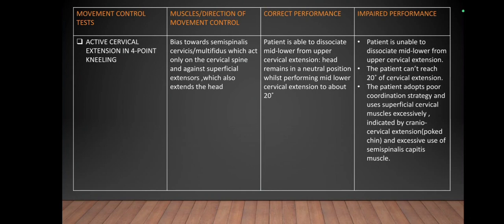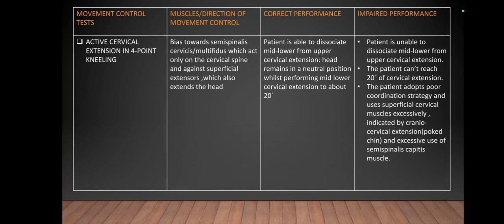Movement control test. Active cervical extension in 4-point kneeling. Muscle or direction of movement control: bias towards semispinalis cervicis or multifidus, which act only on the cervical spine, and against superficial extensors, which also extend the head. Correct performance. Patient is able to dissociate mid-lower from upper cervical extension. Head remains in a neutral position while performing mid-lower cervical extension to about 20 degrees.